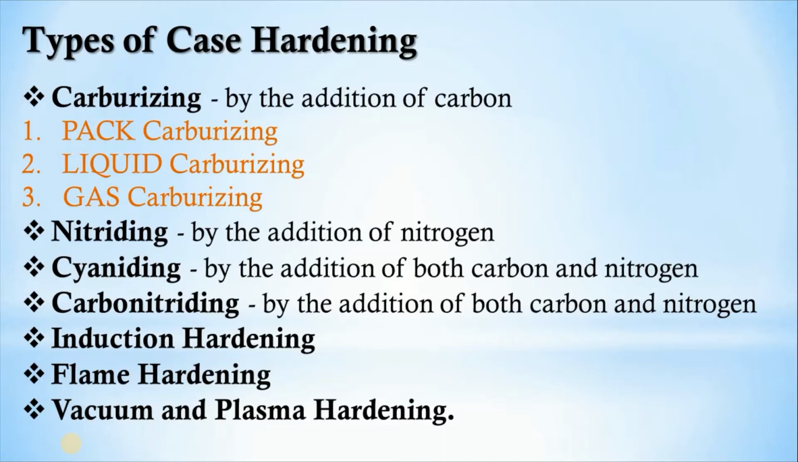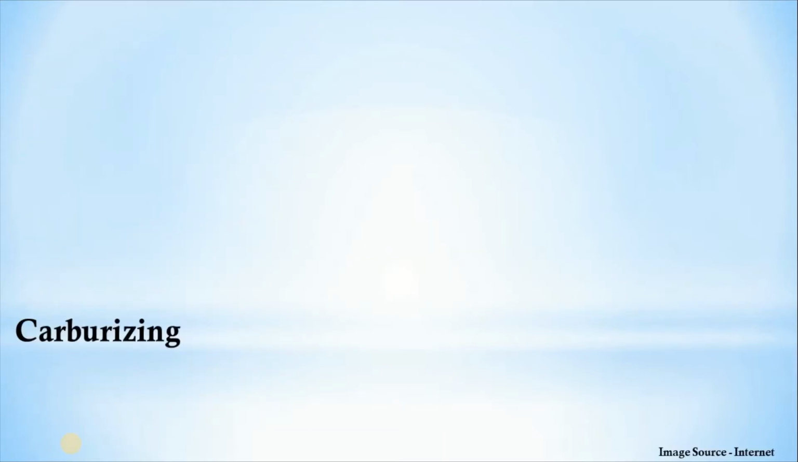Now one by one we are going to see the main function of each surface treatment process of case hardening. The first one we are going to see is carburizing.